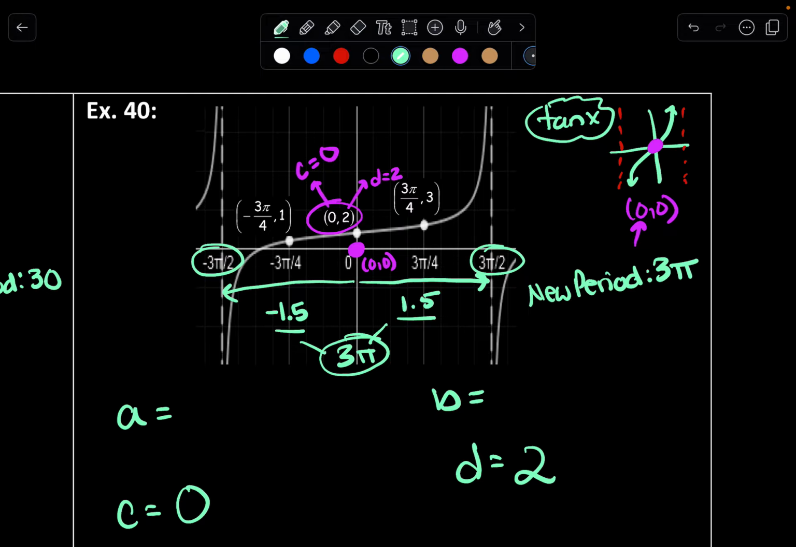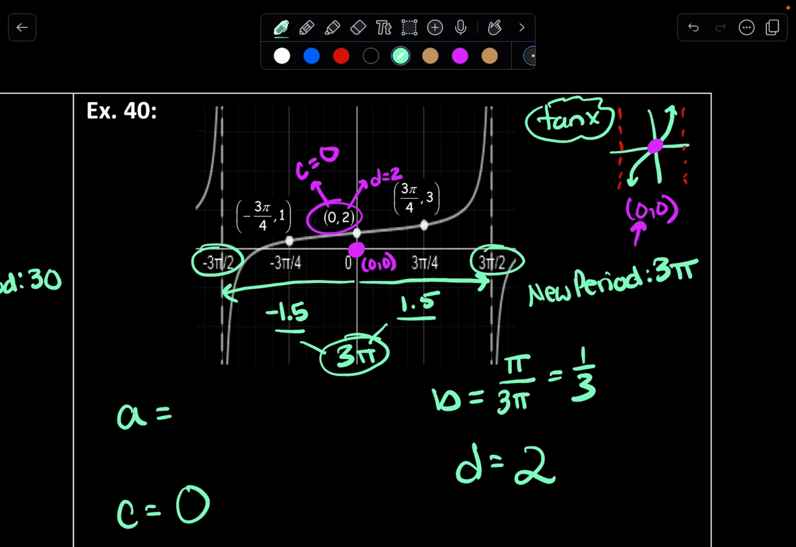So if we think about it, the original period for tangent is pi, now it's 3 pi, so we stretched it out by a scale factor of 3, which means we should get the reciprocal of that for our b value, which would be 1/3. But let's go through the ratio anyway. So the old period for tangent is pi, and then our new period is 3 pi, and we get 1/3.